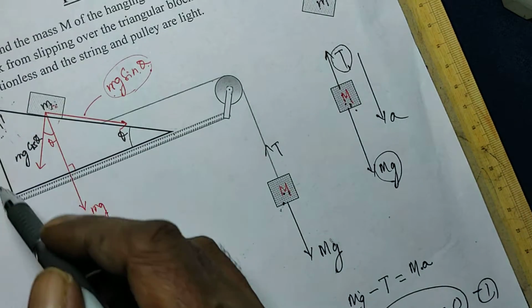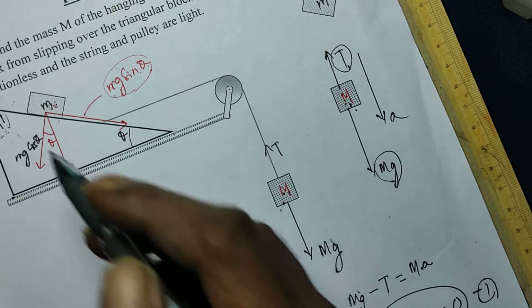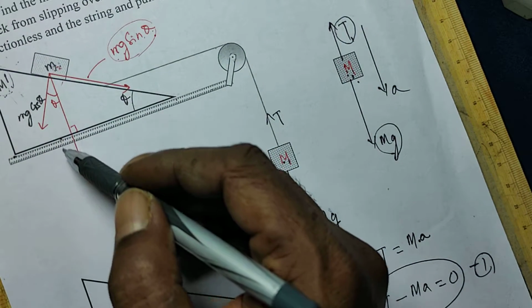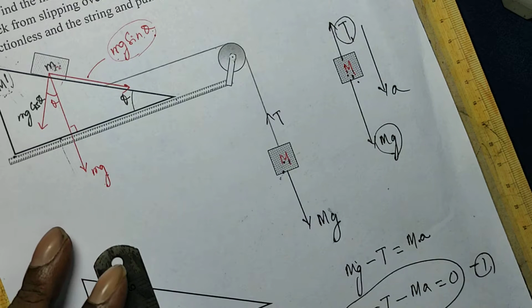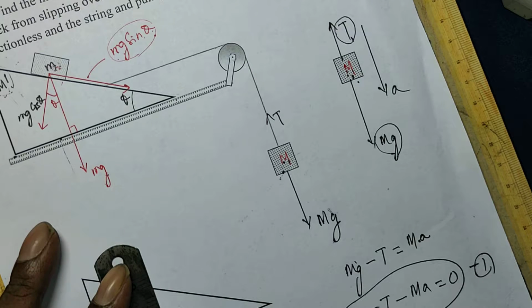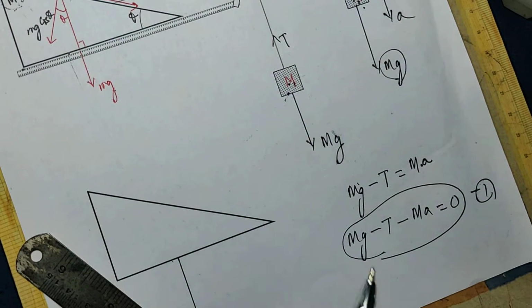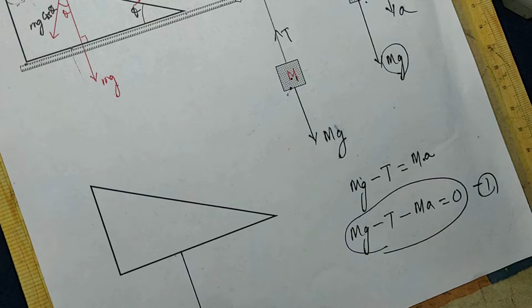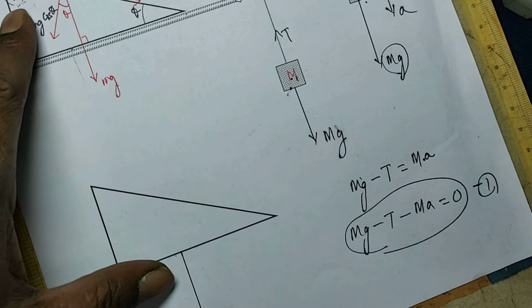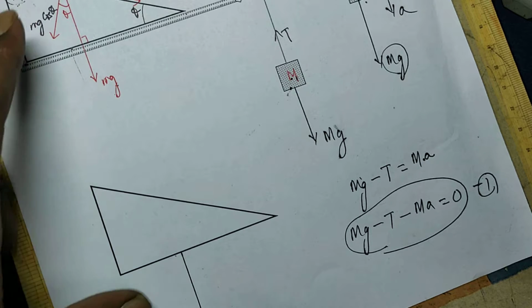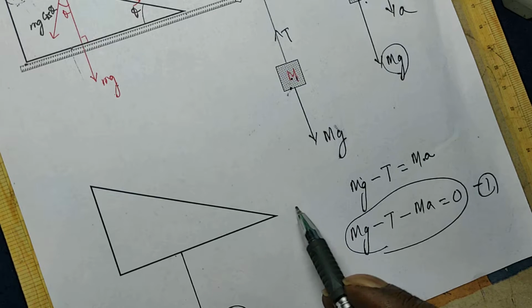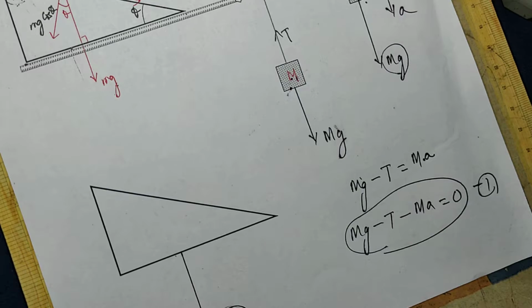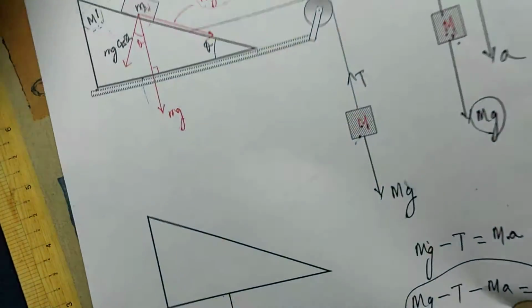Now this triangular wedge having mass m dash will have an action force here, vertically downward, but I am not interested in that. How much will that be? That will be m dash times g, its weight. But since this is vertical and does not have a horizontal component, it does not contribute.